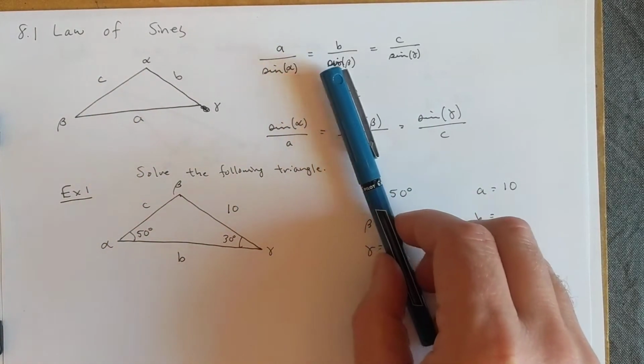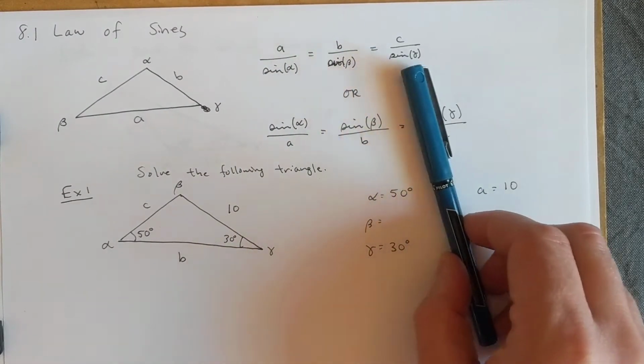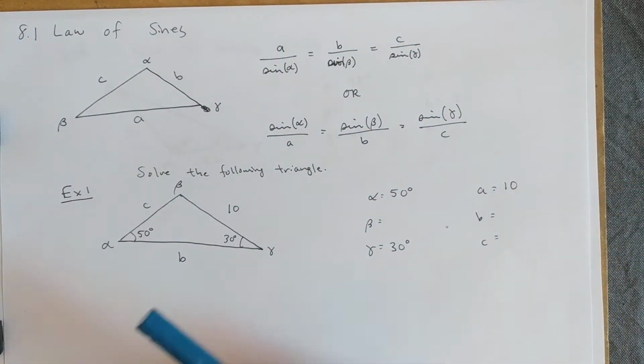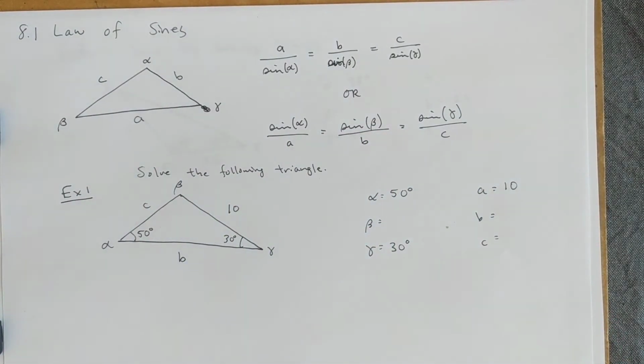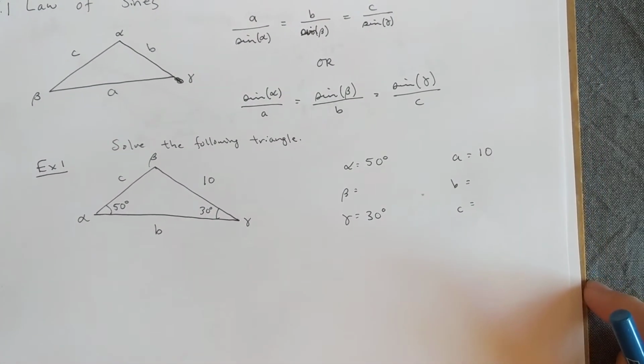A over sine of alpha is the same as B over the sine of beta is the same as C over the sine of gamma. And you can flip all these over because if we flip all the fractions over, they'll still be equal. So let's use this to solve a non-right triangle.